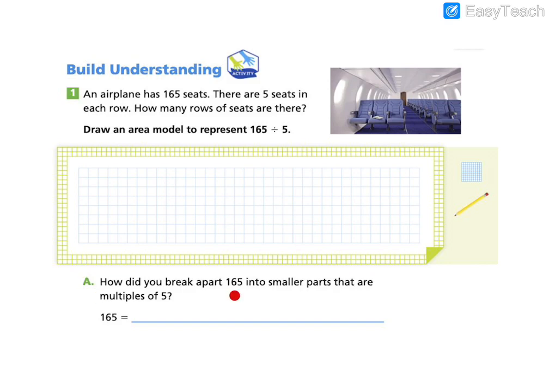How can we break up 165 into smaller parts that are multiples of 5? Remember, I'm not just going to think about this as expanded form. All right, so I'm looking for big multiples of 5 here. Right away, I see 100. I know that 100 is a multiple of 5. So now I'm left with 65. I can break up 65 into 50 and 15, both of which are multiples of 5 that are easy for me to divide.